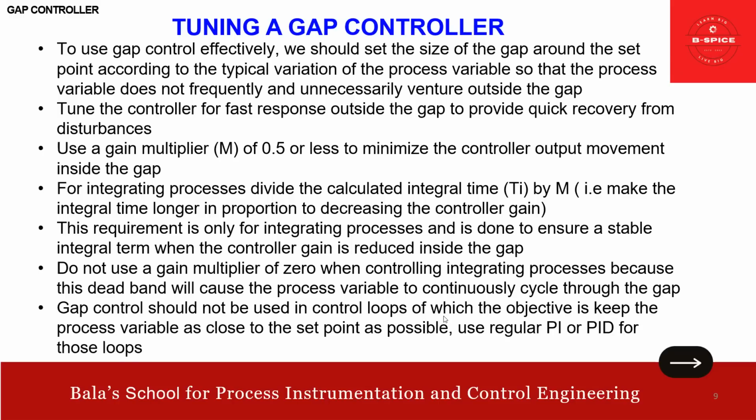The point to take note of is gap control should not be used in a control loop whose objective is to keep the process variable as close to the set point as possible. If you want that, use regular PI or PID, which we have discussed in previous sessions. The process variable will be around the set point, like a surge level application, but you cannot bring it to the set point. So if you want that, go for other options, PI or PID.